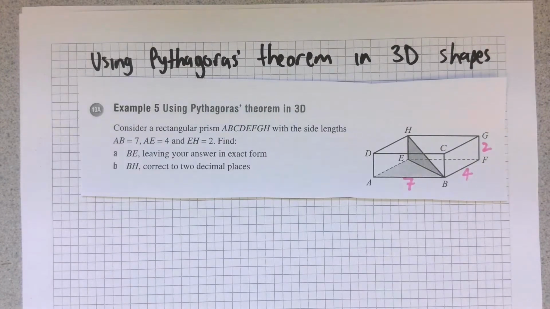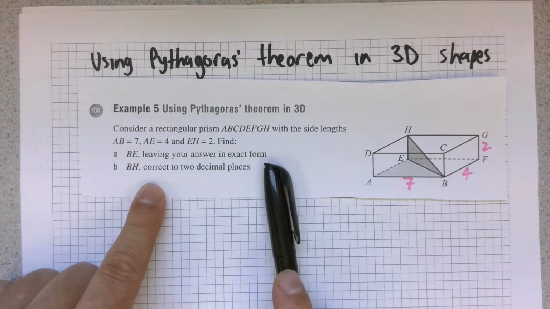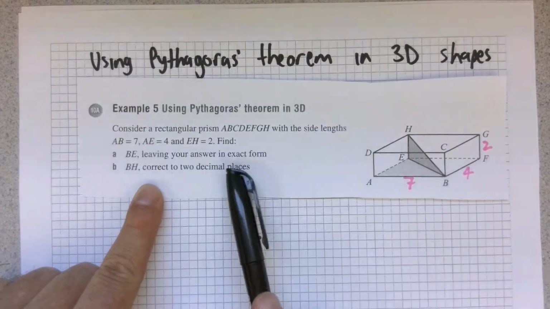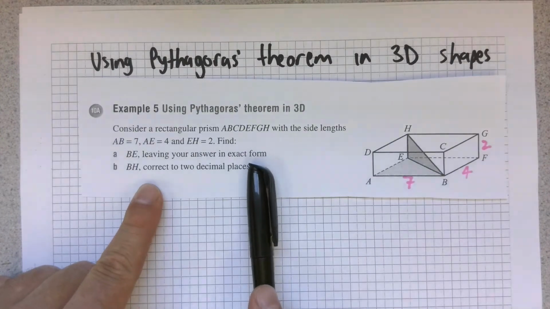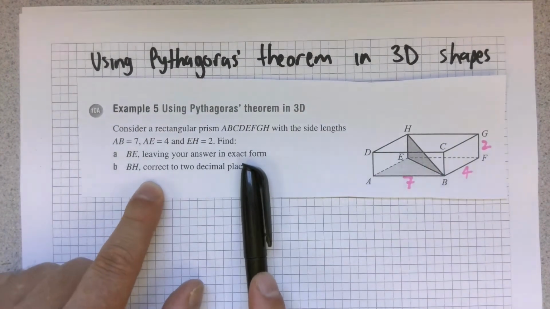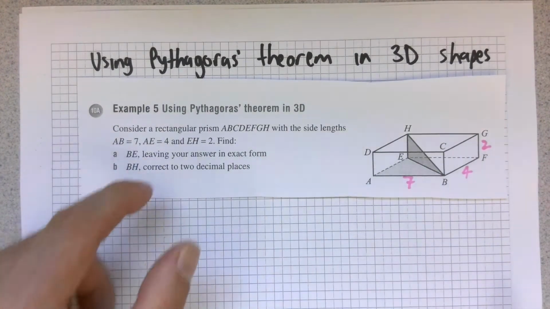The two questions that I've got here, I'm taking this one straight out of the textbook, sorry guys, is: find the length of BE, leaving your answer in exact form. So we're going to leave it as a surd, and I'll show you how to do that, but it's basically just leaving out that final step. We're not working out the square root of that value.